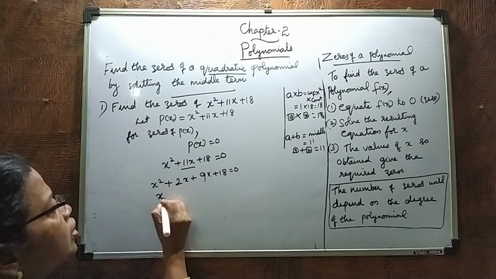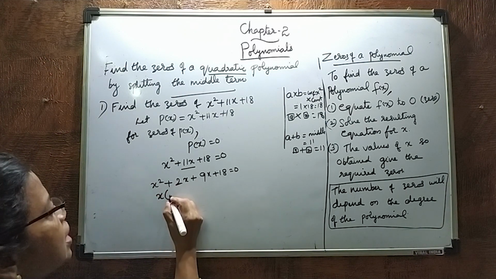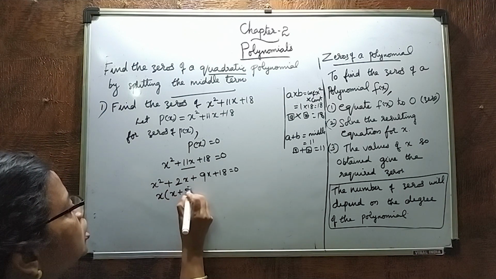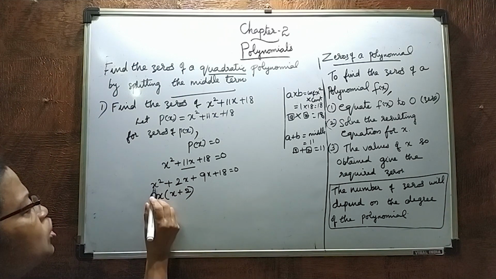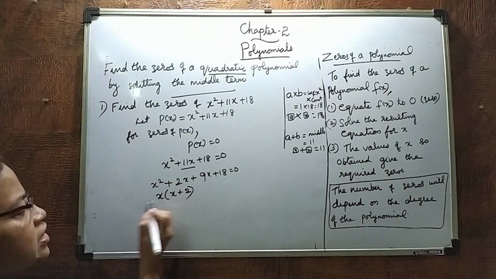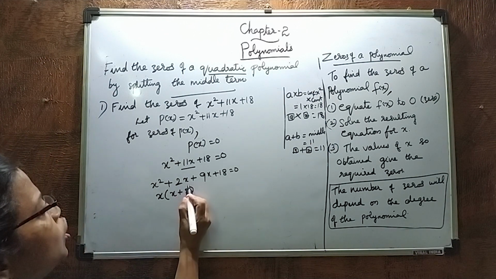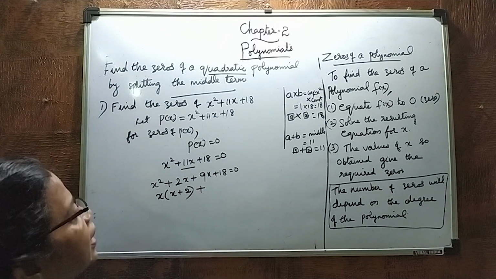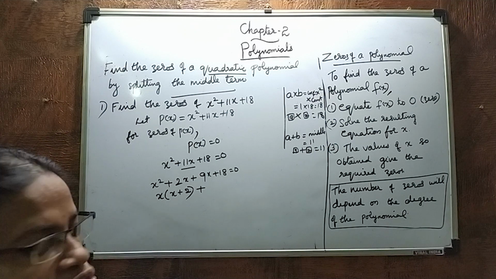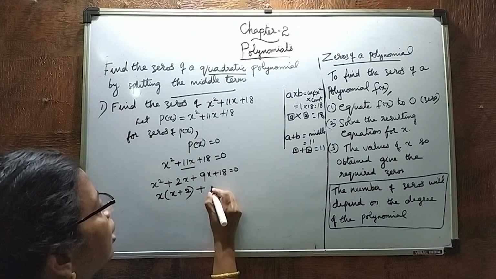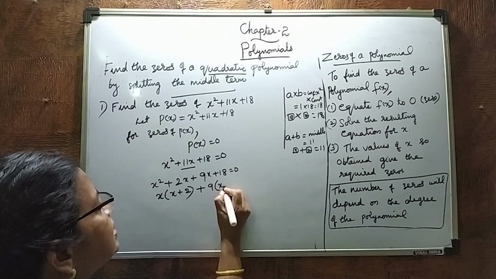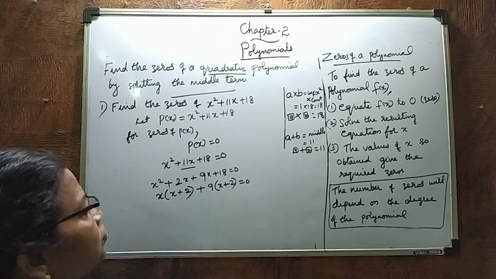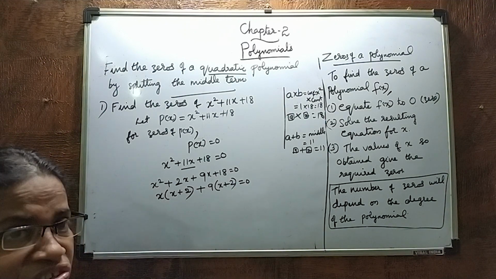Here x is common, so x outside, and then here x plus 2 is there. Here, x into x, one x outside, the other x inside. Next, 2 into x: that x outside, the balance is 2 there. Plus, here 9 and 18: 9 is common, so 9 outside, the balance x is there, plus 9 into 2 is 18, equal to 0. Now after writing like this, just check yourself.